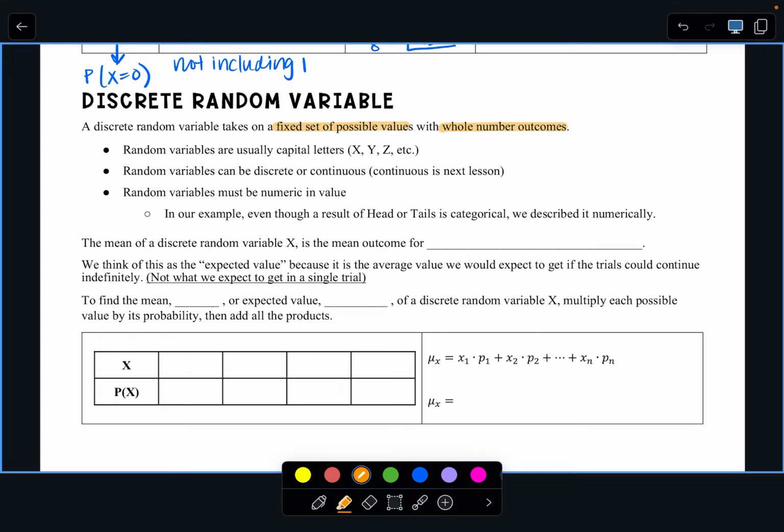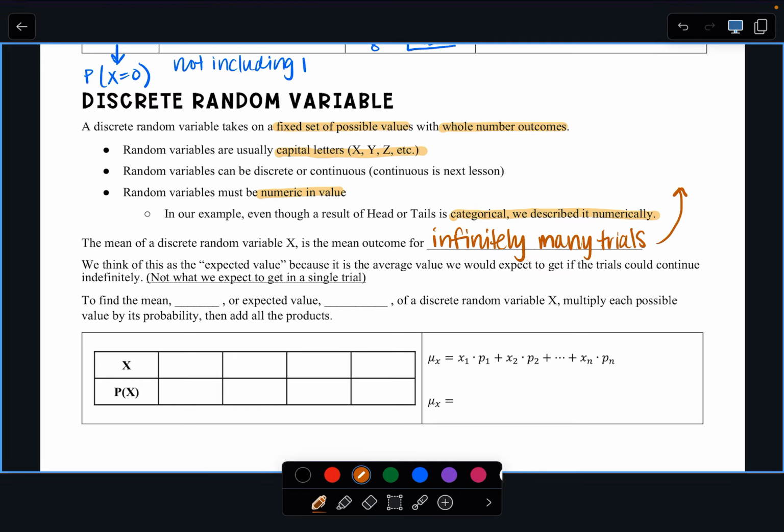So random variables are usually capital letters. Again, we talked X, Y, Z, the most common ones. Random variables can be discrete or continuous. And random variables must be numeric in value, meaning categorical data must be described numerically. Now, that doesn't mean you can't use categorical data. That's what I just did. I took the number of heads from a categorical event. Now, the mean of a discrete random variable is the mean outcome for infinitely many trials. Infinitely many.